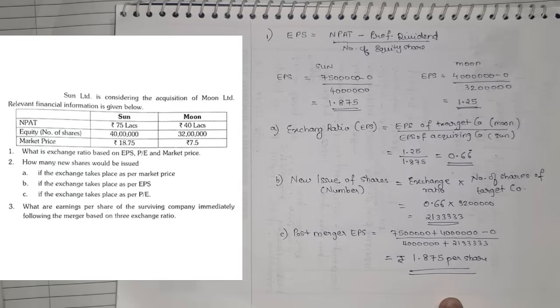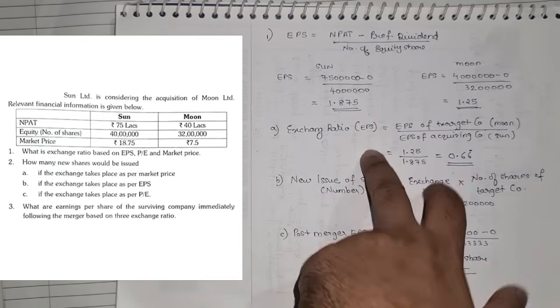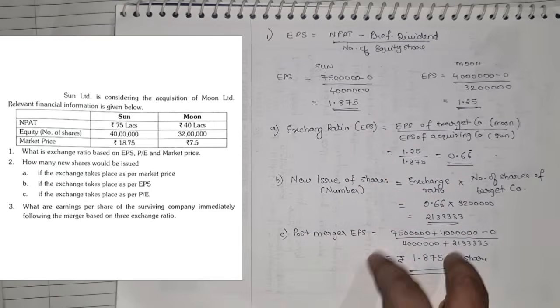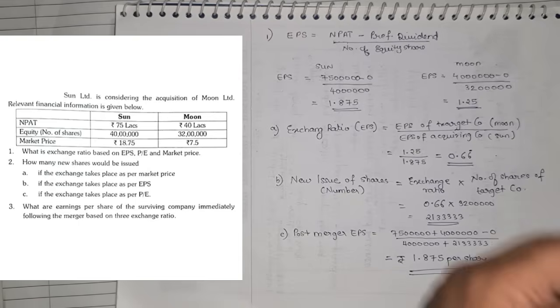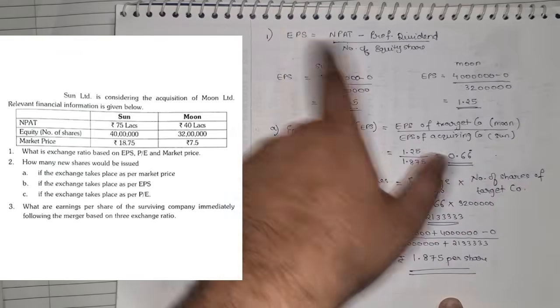Now we will take the second part where they ask us to find all this again as per PE ratio. So first we will find the PE ratio, and then we will again go in the same format. We will find the exchange ratio, new shares, and then the post merger EPS when PE is taken into consideration. Okay, so chalo, let us see how to solve the second part while taking the whole thing under PE ratio.